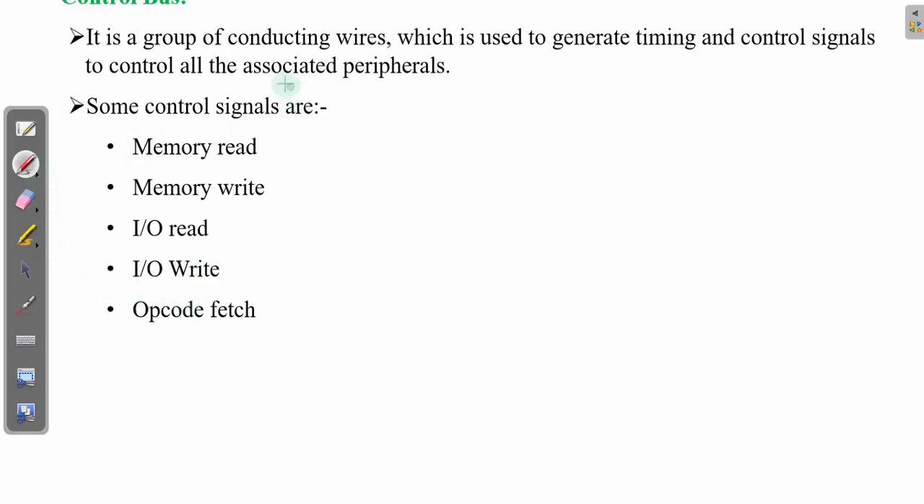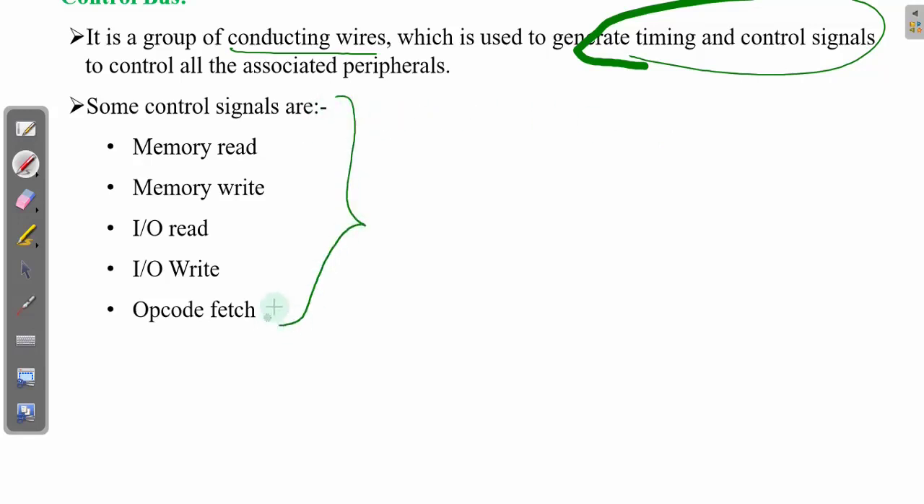So for timing you can keep in mind that control bus are conducting wires, and the number of wires is not specified. It is actually used to generate timing and control signals to control the complete work. That is the meaning of control bus. Generally there are 5 kinds of control signals. A control signal means actually what, I'll tell you.